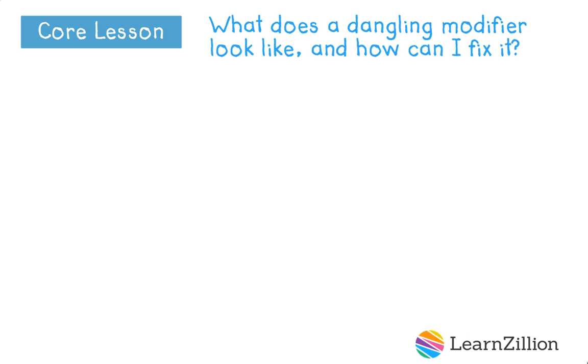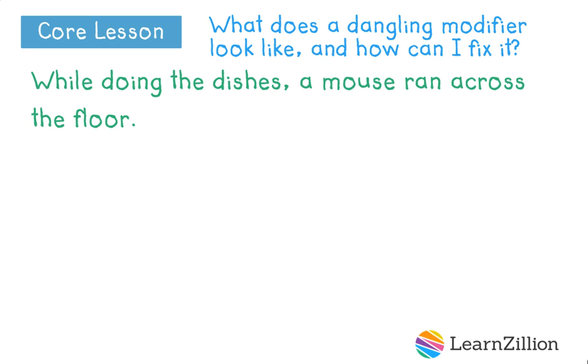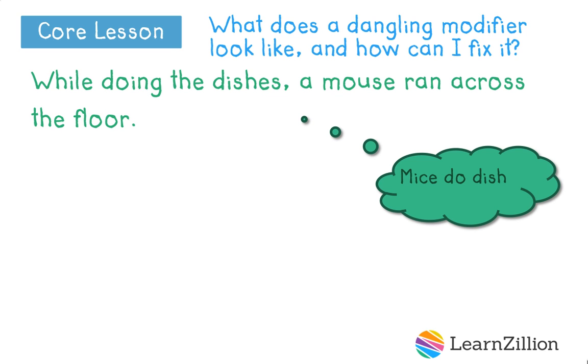When a sentence contains a modifying word, phrase, or clause but doesn't contain a word that can act as a target, we call it a dangling modifier because the modifier dangles freely and has nowhere to go. Let's look at an example. While doing the dishes, a mouse ran across the floor. Yikes, I'm confused. The mouse was doing the dishes? I don't think so. I think someone was doing the dishes, and while they were doing them, they noticed that a mouse ran across the floor.